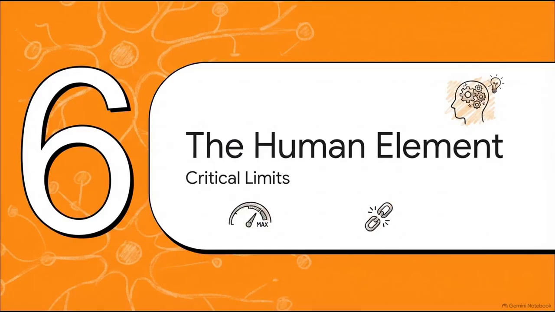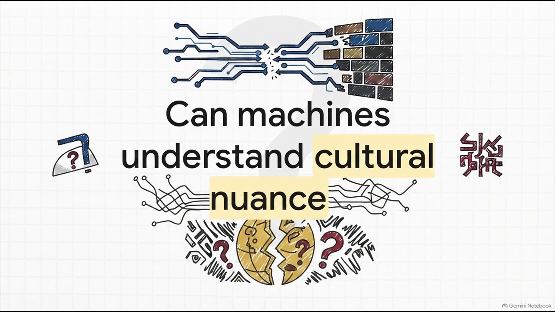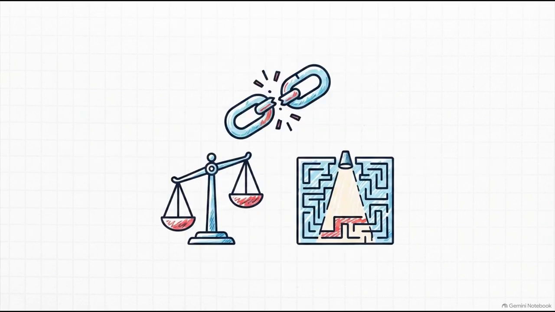But let's pause for a second. Section 6, the human element, critical limits. Because you have to ask yourself, can a machine actually understand irony or deep cultural nuance? Yeah, the short answer is absolutely no. This is a critical narrative speed bump for us. For all their incredible power and scale, algorithms are fundamentally blind to human context. And that's exactly why we need to talk about these critical caveats and boundaries.